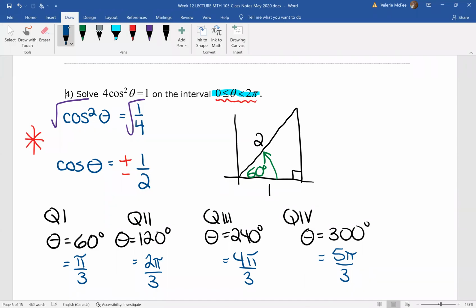As always, I would suggest you take some time now to practice either from your e-text or in Pearson MyLab homework so that you're comfortable with these equations before we move on to solving other types of trig equations.